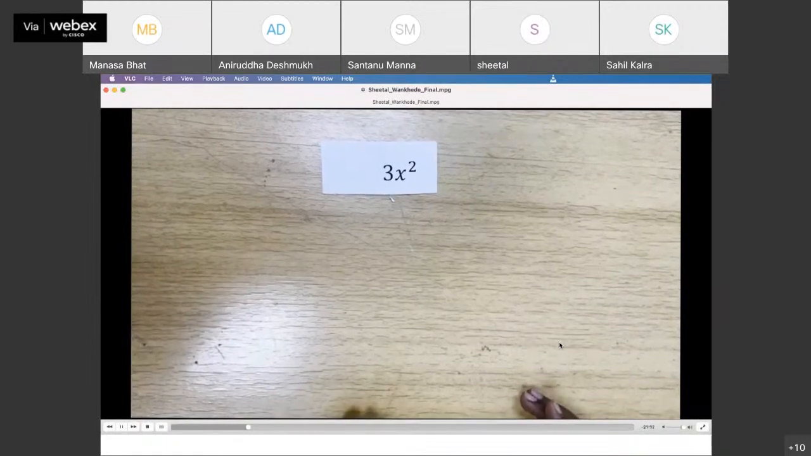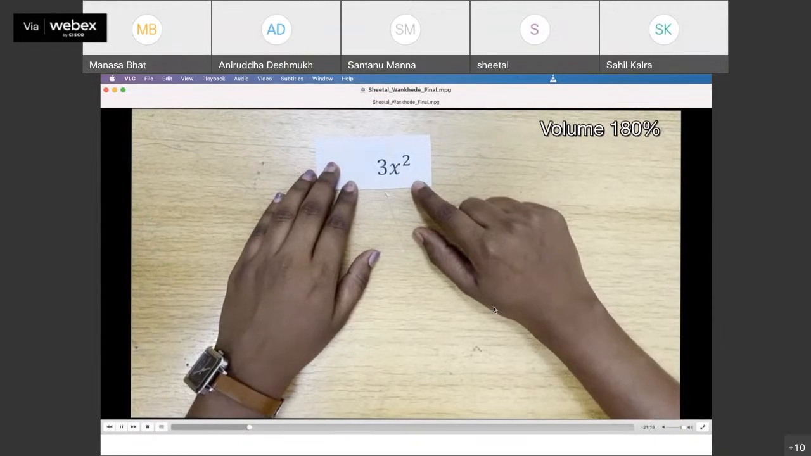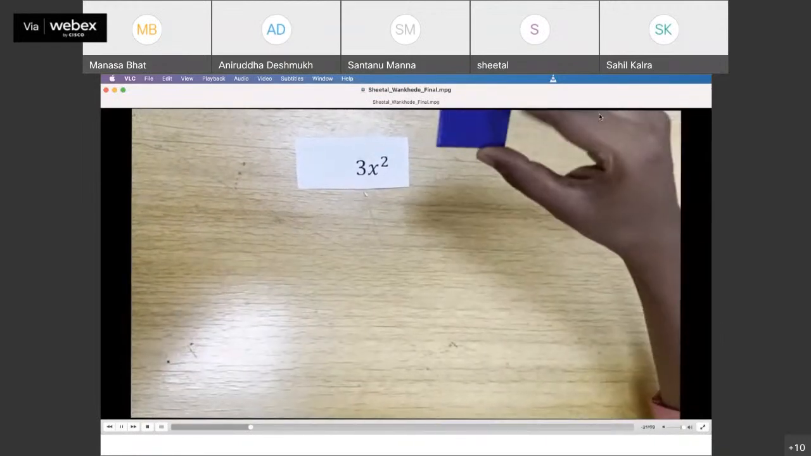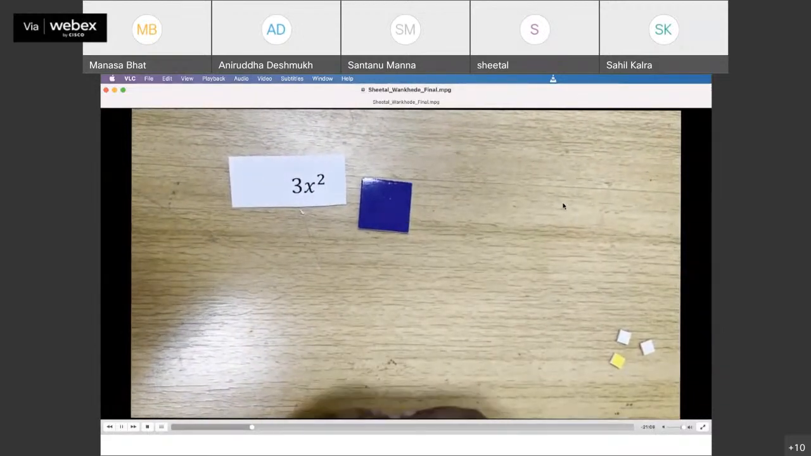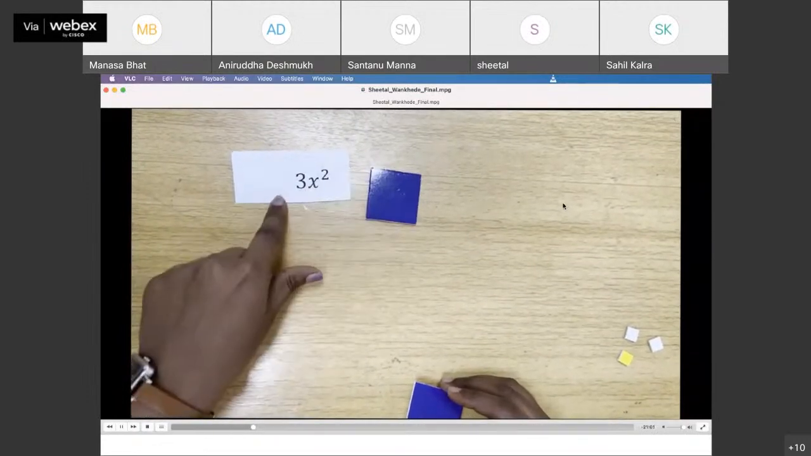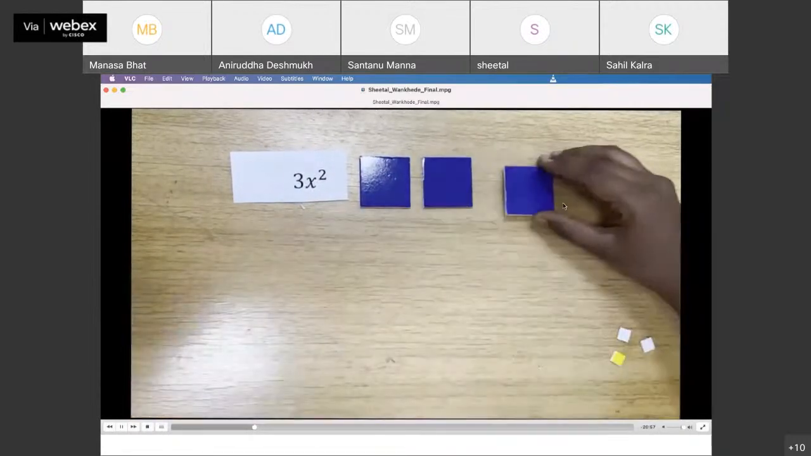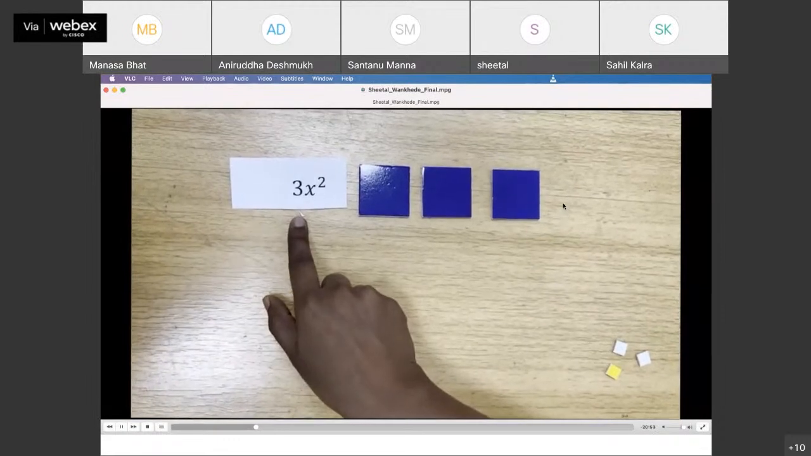Now we see the representation of some algebraic expressions. We are going to represent this algebraic expression 3x square with a model. So we have these x square tiles. Using that one, we are going to make this polynomial 3x square. That means 3 times x square. So your 1, 2, and 3. Okay, so they represent this algebraic expression 3x square.